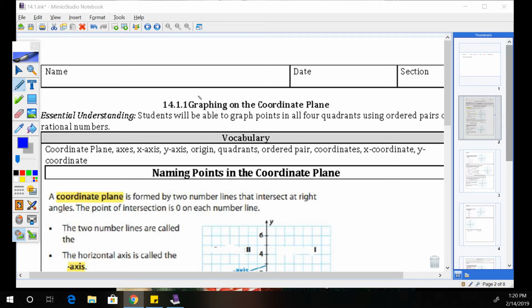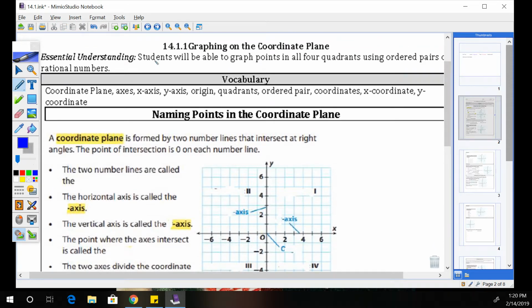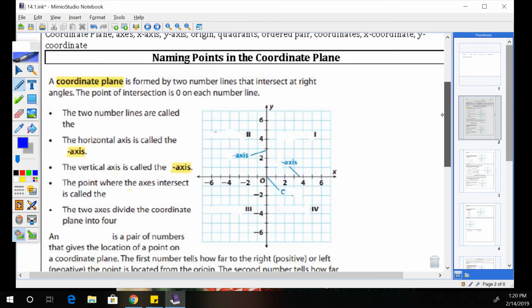Now, 14.1 graphing on the coordinate plane. As you can see here, you have guided notes. And today's objective is students will be able to graph points on all four quadrants using ordered pairs and rational numbers. Okay, we'll go over the vocabulary as we go on to the notes.